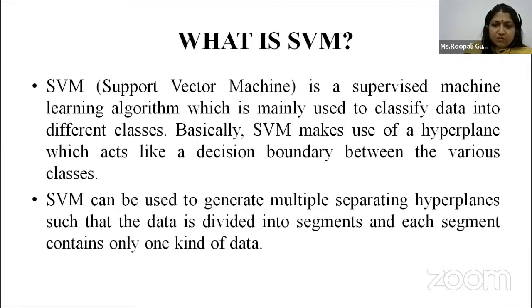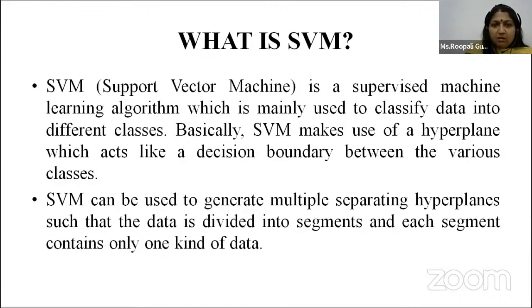So basically, why do we use SVM? We use SVM for two things. One is for classification and the other is for regression, but here we will be using it only for classification, right? So what is SVM? SVM makes use of a hyperplane. Now the question comes into your mind, what is a hyperplane? A hyperplane is basically a decision boundary which acts as a decision boundary between the different classes.